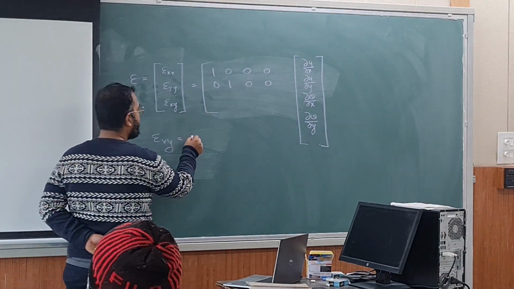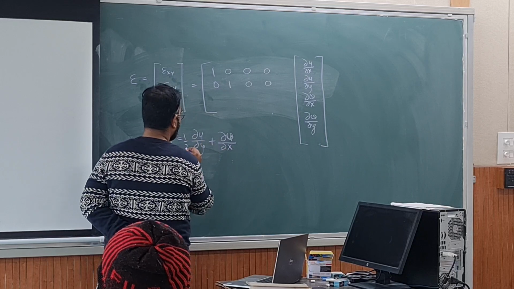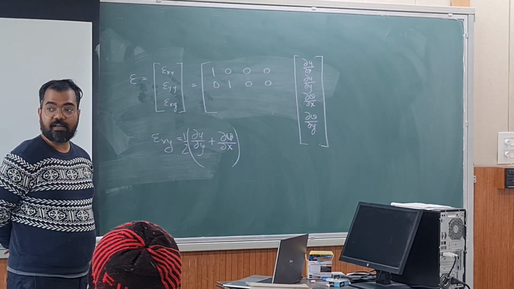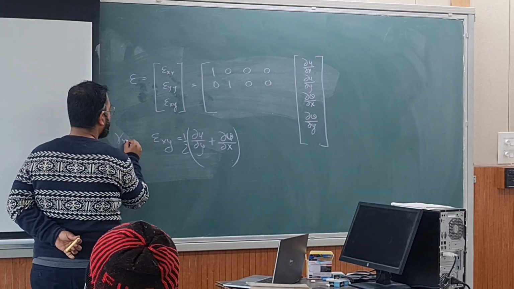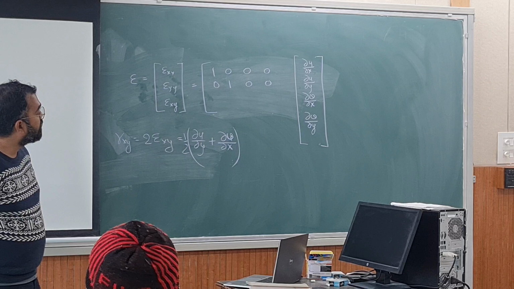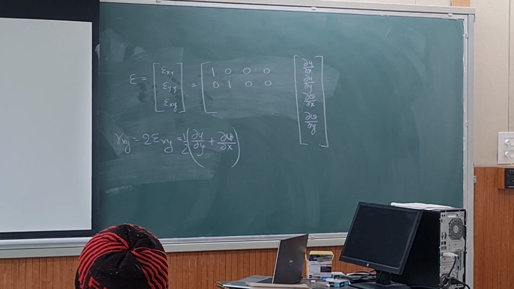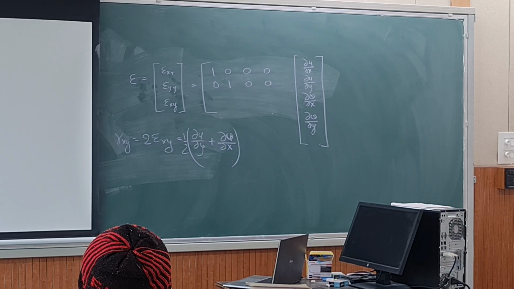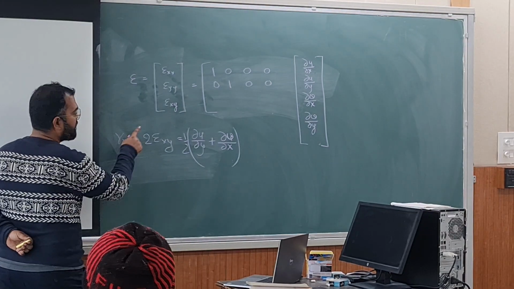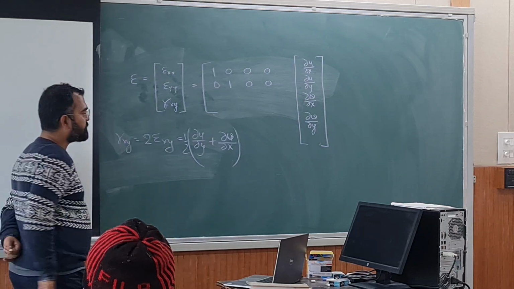Epsilon xy is half of del u by del y plus del v by del x. So 0, 0, half, half. Correct. Okay, so gamma xy is equal to the full sum. Wrong, isn't it? The last row should be 0, 0, 1, 1, del u by del y plus del v by del x. Instead of that, if I make it gamma, then it is 0, 1, 1, 0.